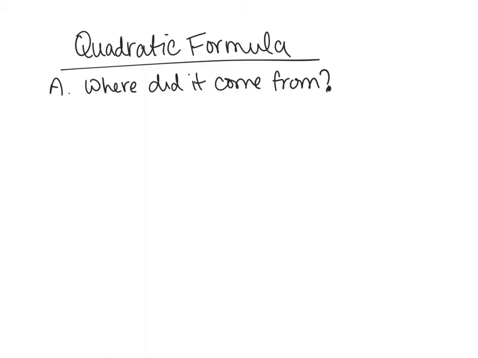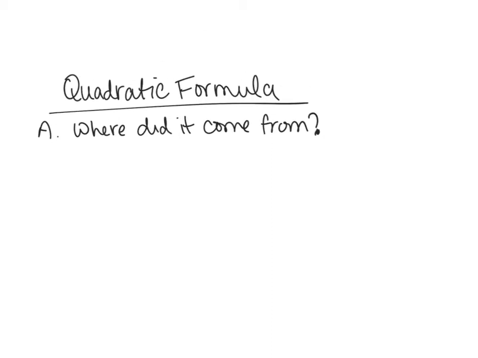It was created as a shortcut to completing the square. Completing the square is great when you have a coefficient of 1 and the b term is even. It's actually pretty quick. But when the coefficient is not 1 and it doesn't go evenly into the b term, now we get lots of fractions. And I'm sure mathematicians working with it thought there's got to be a better way.